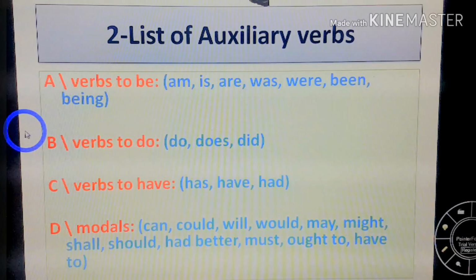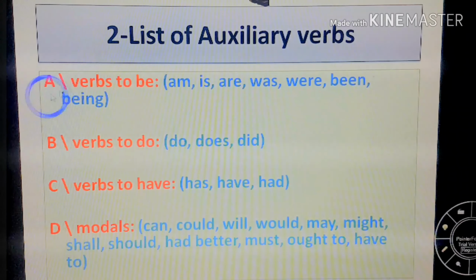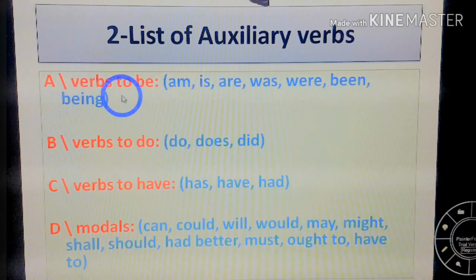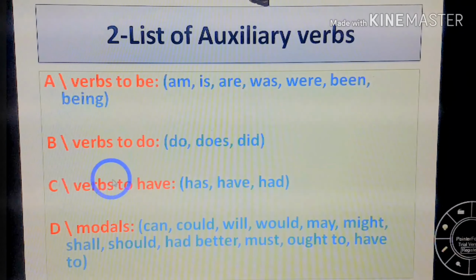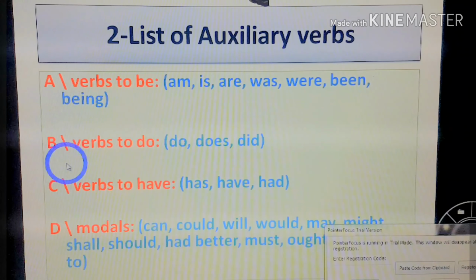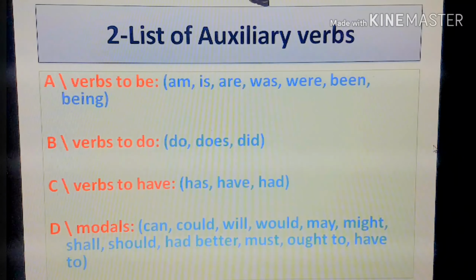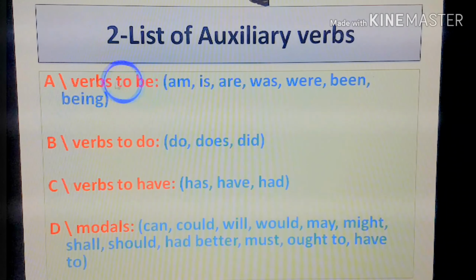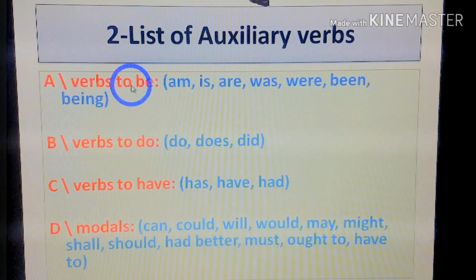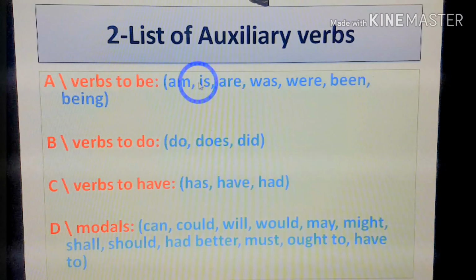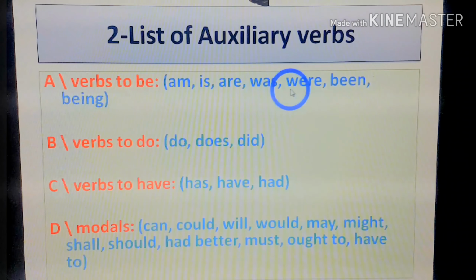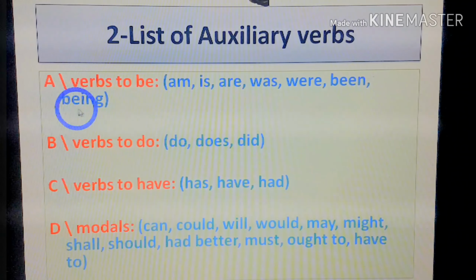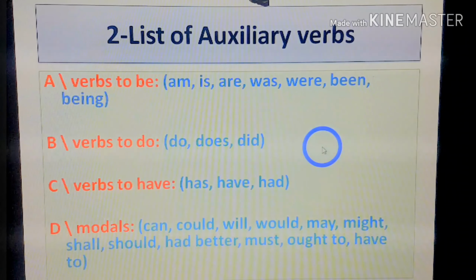These are the four parts of auxiliary verbs. Again, verbs to be, verbs to do, verbs to have, modals. These are, of course, in order; I arranged them for you in order. When I say verbs to be, I'm talking about am, is, are, was, were, been, being. This is the verb to be.